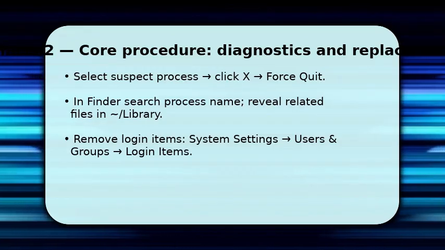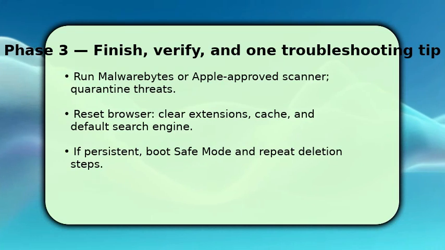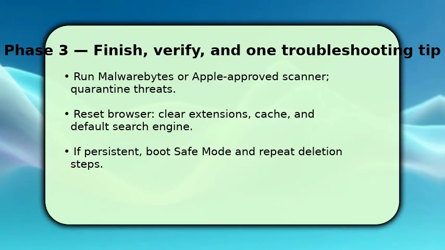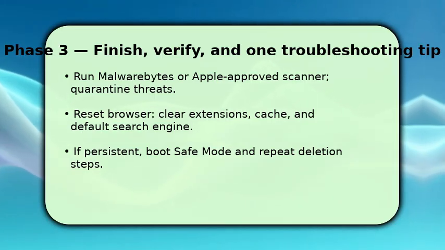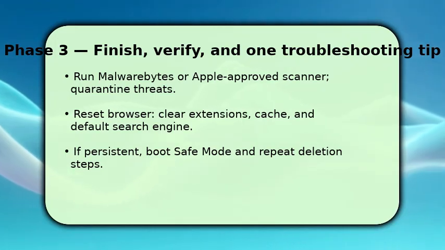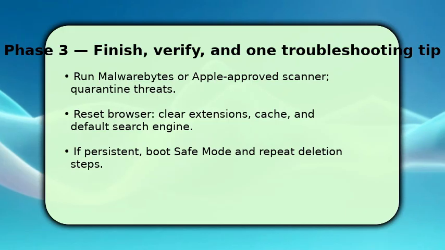You finish by running a reputable scanner like Malwarebytes to catch residual files and quarantine threats. This verifies cleanup. Also reset browsers, remove suspicious extensions, clear cache, and restore the default search engine to stop pop-up ads. If notifications persist, reboot into safe mode and repeat the deletion of .plist and app files.